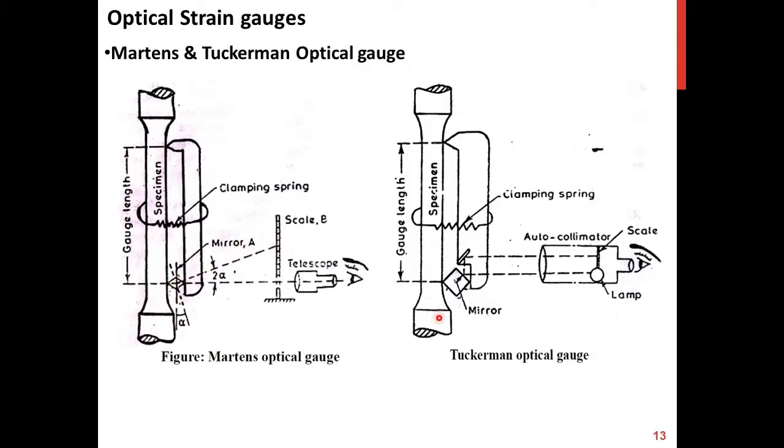In the other type we have a Tuckerman optical gauge, which is a more modified version of the Martens gauge. In that it has an autocollimator, has a lamp which generates the photons, and after reflection from the mirror it creates some measurements on the scale that can be recorded.